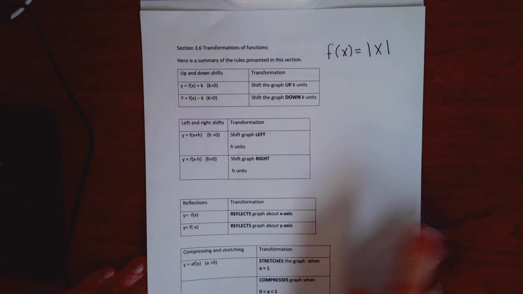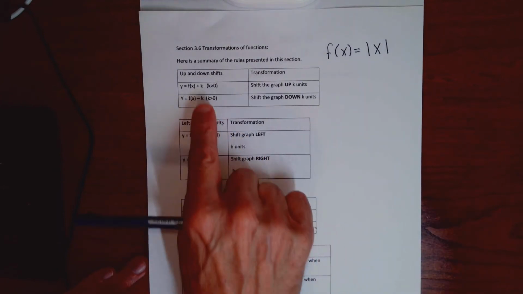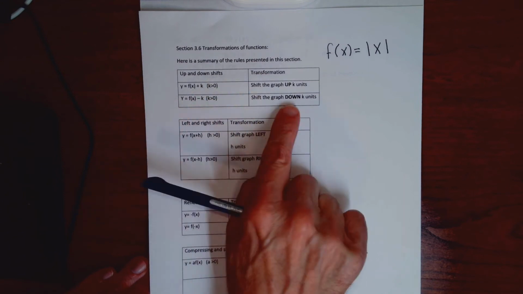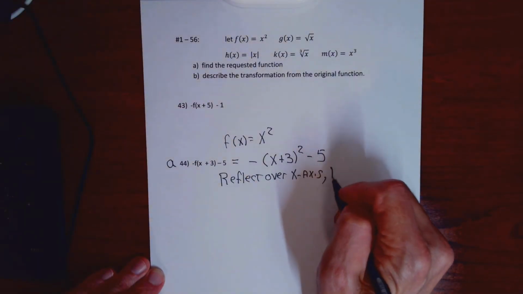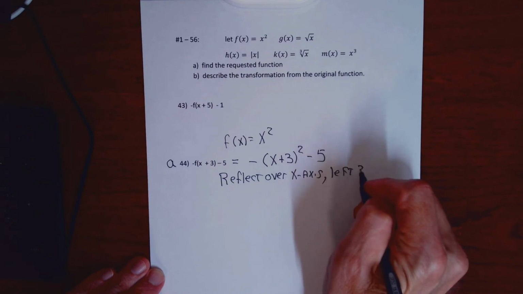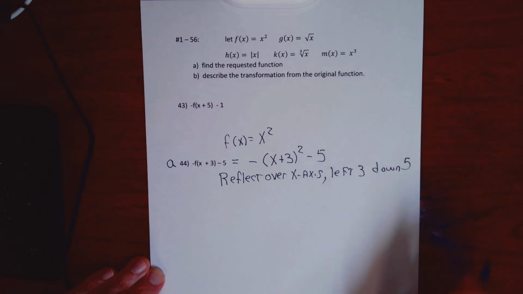A plus inside the parentheses is going to move the graph left. A minus after the parentheses moves the graph down. So this is going to go left 3 and down 5.